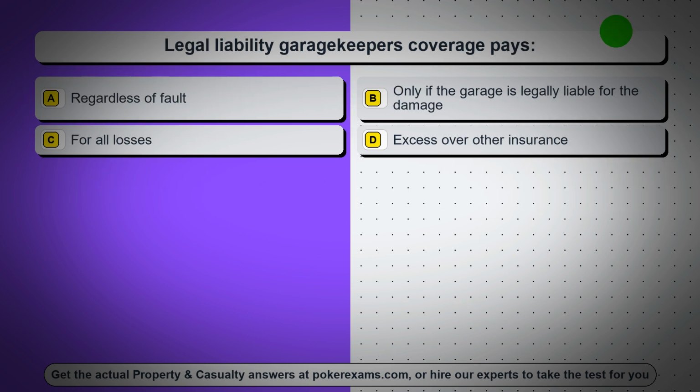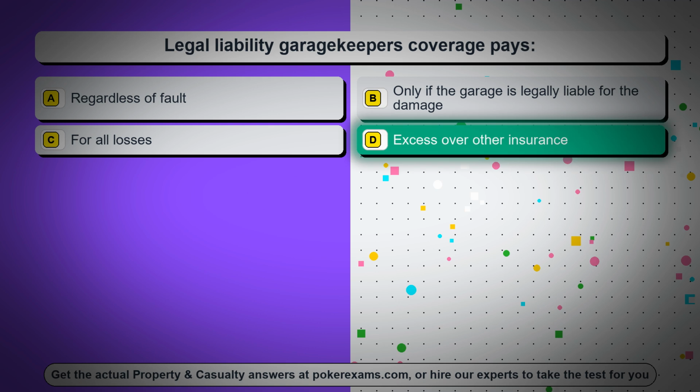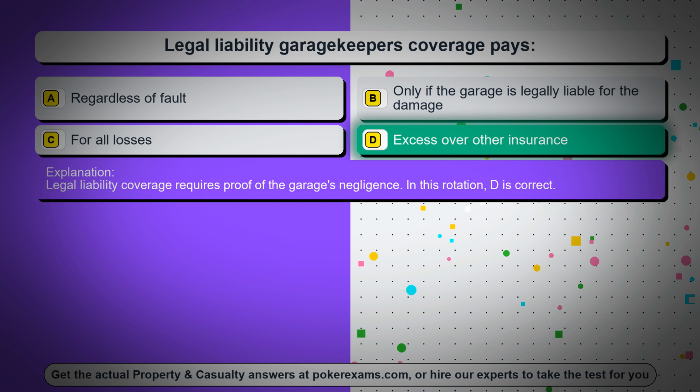Question 54. Legal liability garagekeeper's coverage pays: Option A, regardless of fault. Option B, only if the garage is legally liable for the damage. Option C, for all losses. Option D, excess over other insurance. The correct answer is option D, excess over other insurance. Legal liability coverage requires proof of the garage's negligence. In this rotation, D is correct.